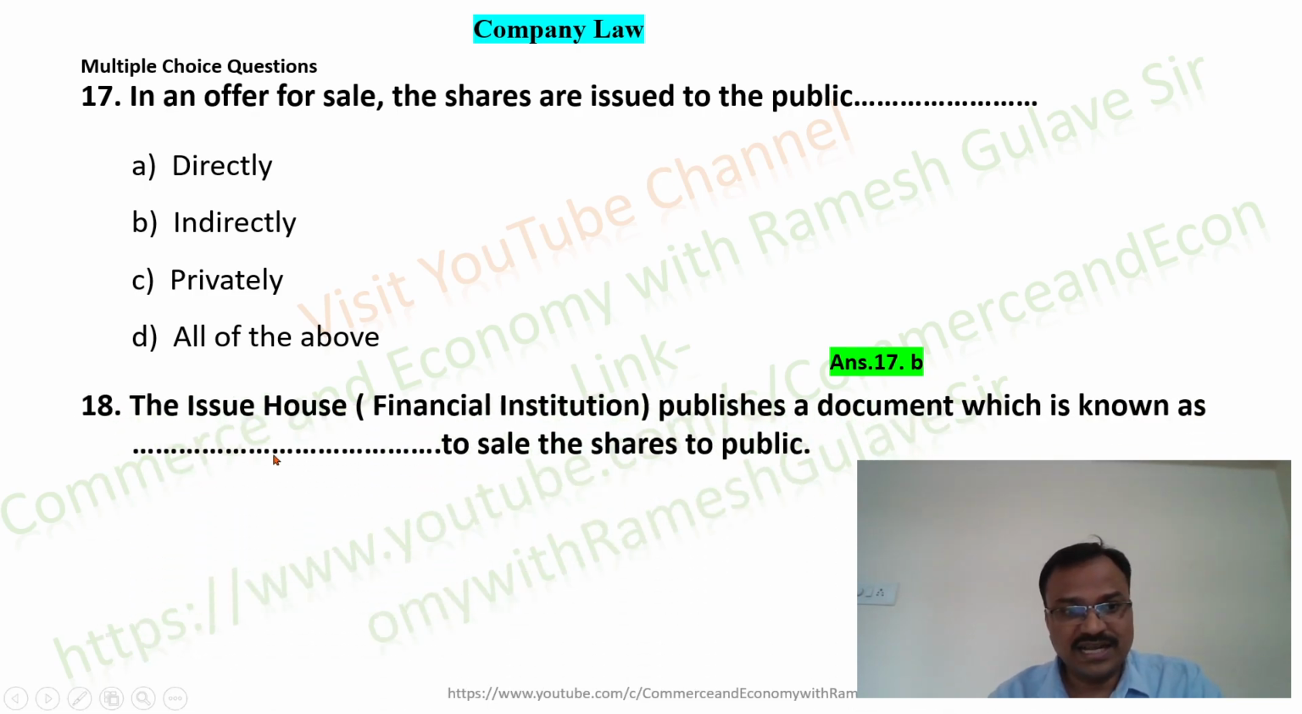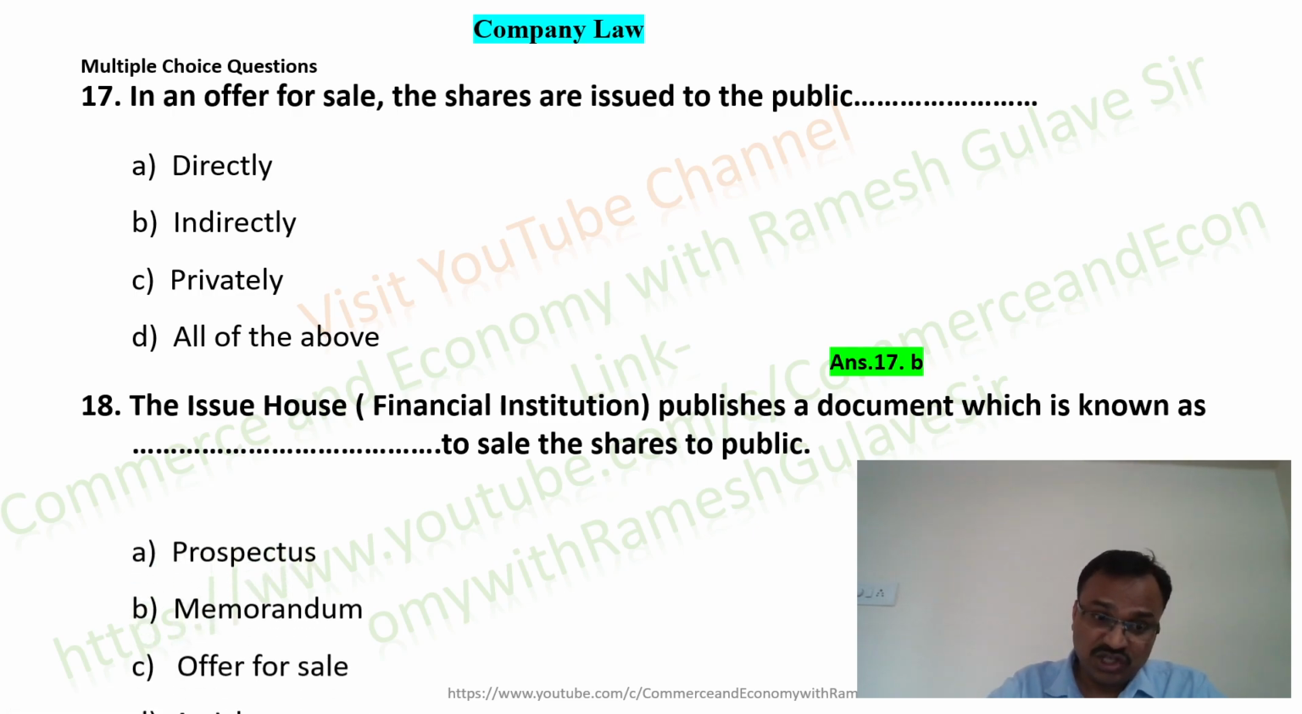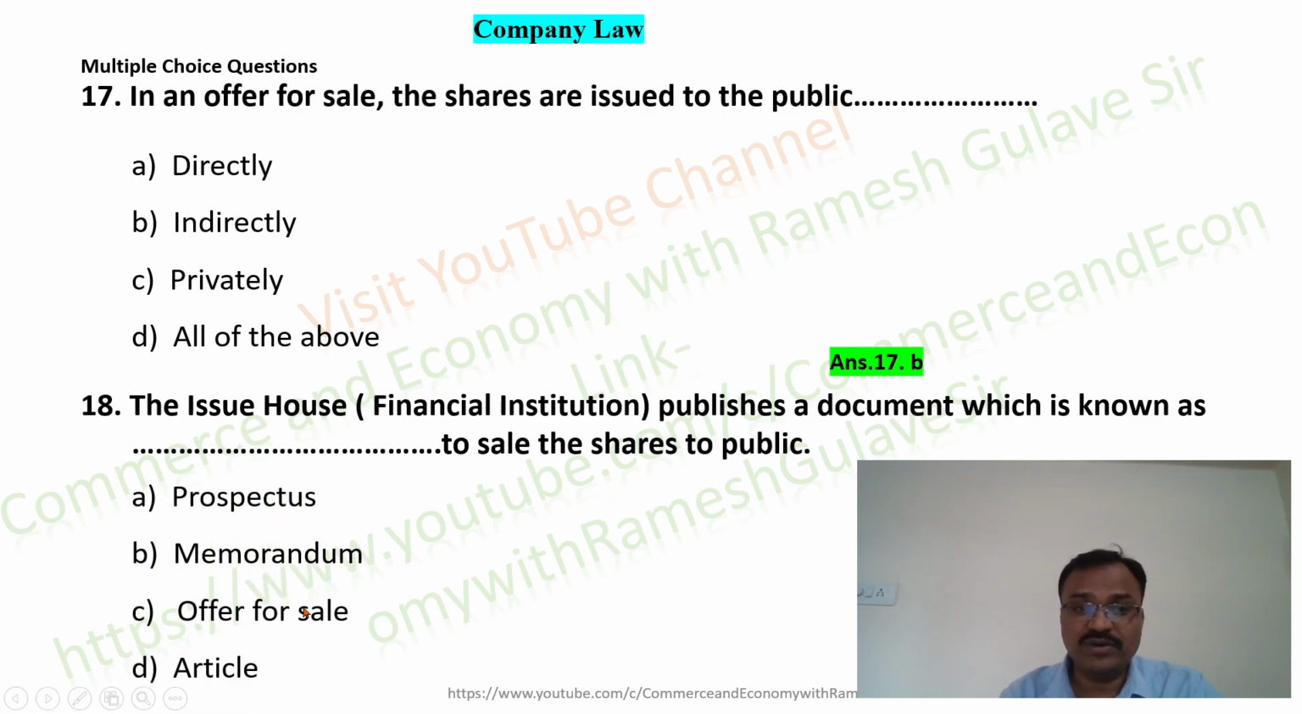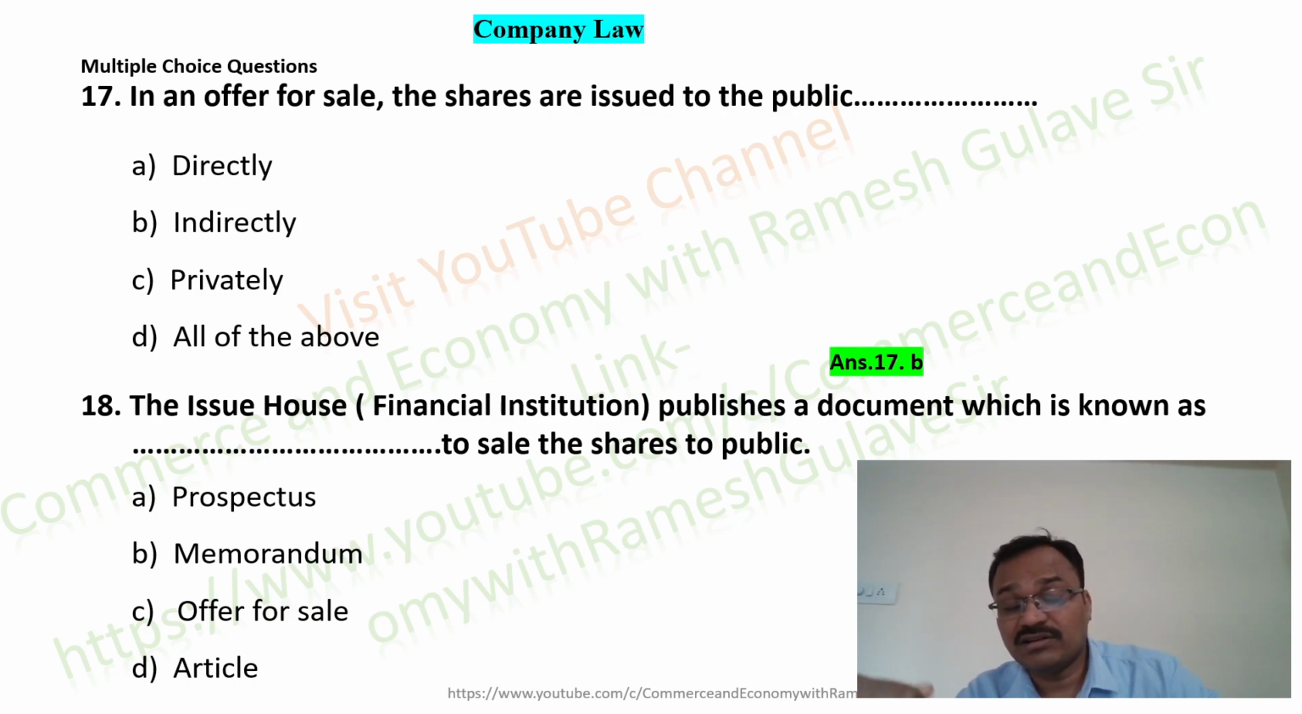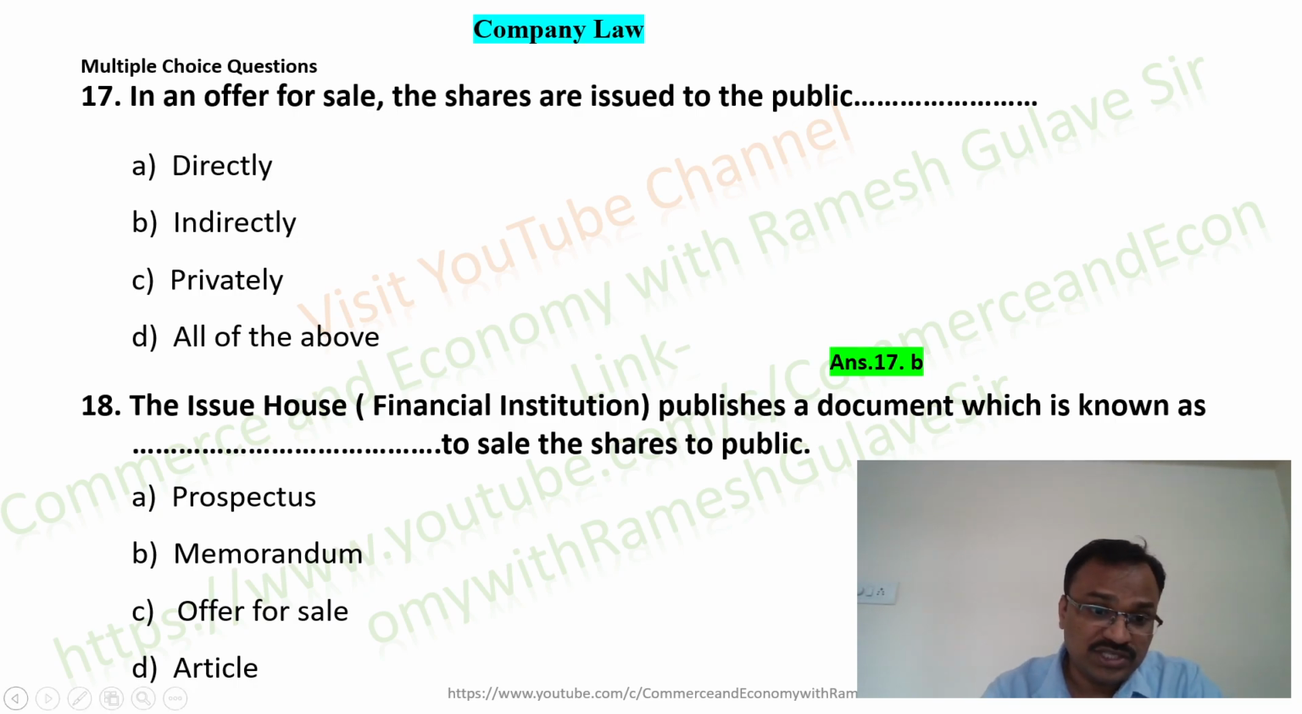Let us move on to the next question, and it is also on the offer for sale. The issue house or financial institution publishes a document which is known as dash to sell the shares to the public. So this document itself is known as offer for sale. The document that an issue house or financial institution publishes is called an offer for sale document. Whenever a company appeals to the general public through a document, that document is known as a prospectus. But when a financial institution or issue house appeals to the public to sell shares, that document is known as offer for sale. So here option C is the right answer.